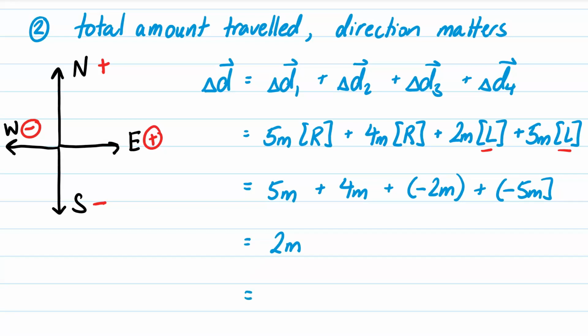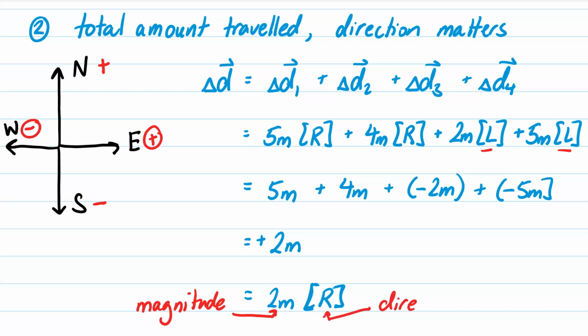Because the 2 meters is a positive 2 meters, we say we went 2 meters to the right. And notice I'll always put the direction in square brackets after the magnitude, or the amount of travel. To be specific, the amount you traveled is the magnitude. But since displacement is a vector, we must also include the direction of travel.